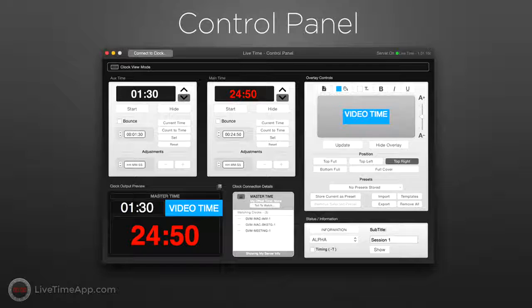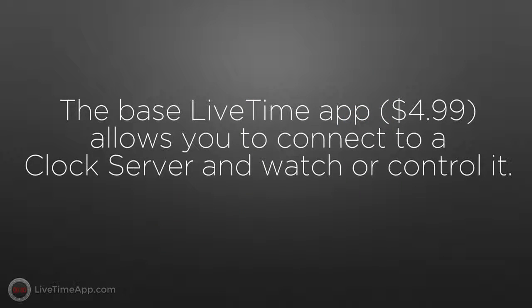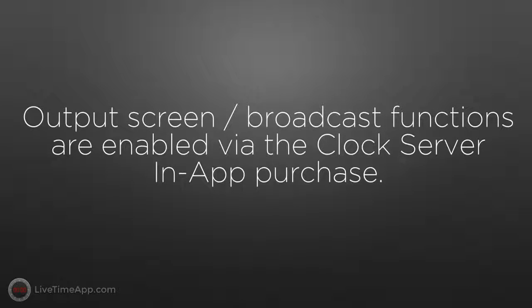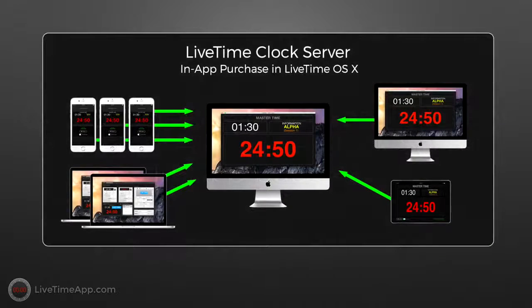So it's pretty cool. The base app of LiveTime is $4.99 on the Mac App Store. And when you get that, it allows you to connect to an existing clock server to watch and control it. Well, wait a minute. What's an existing clock server? Well, to enable the actual output screen and the broadcast functions of the application, you need to do that with an in-app purchase that we call the clock server. And when you do that, you get this. So your broadcast output becomes available, and you can connect other devices to it.